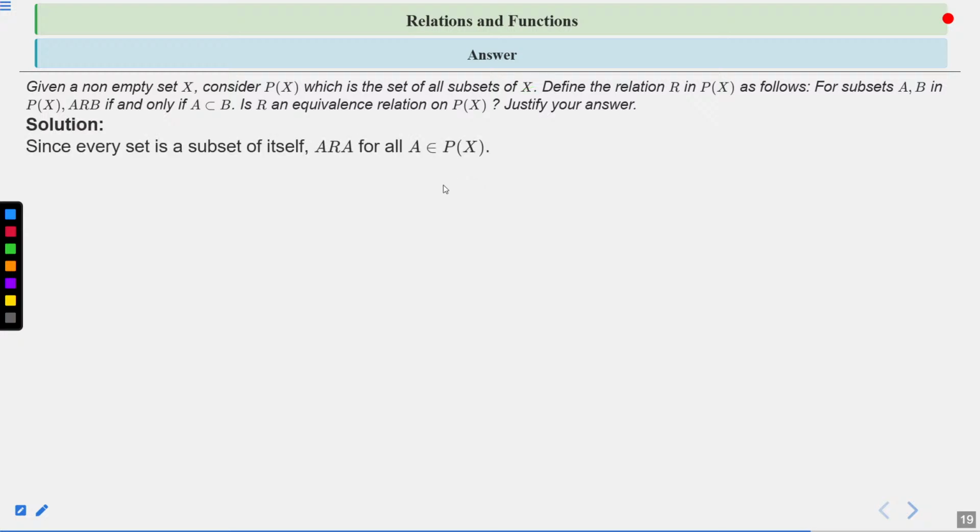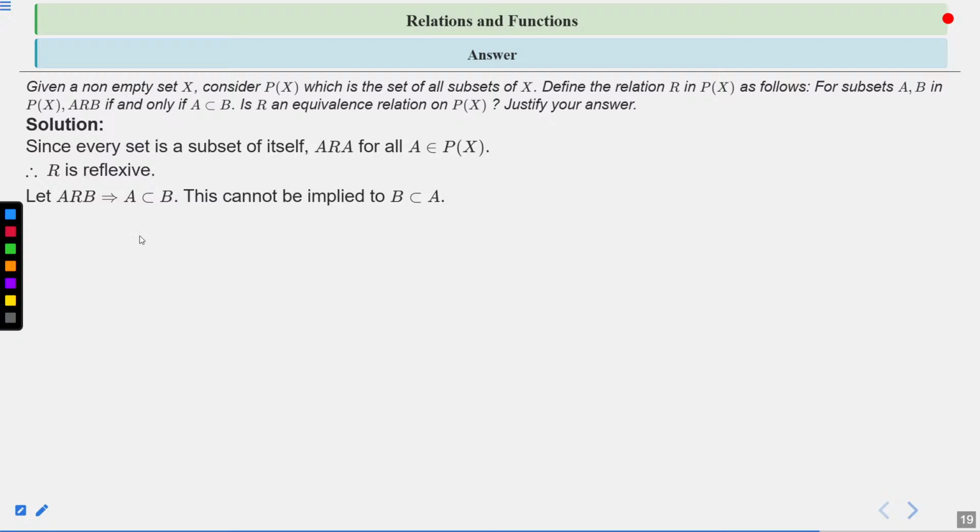Now, since every set is a subset of itself, we know that A is related to A for all A belonging to Px. So reflexivity is clear, right? Therefore, R is reflexive, because every set is a subset of itself. Got it?